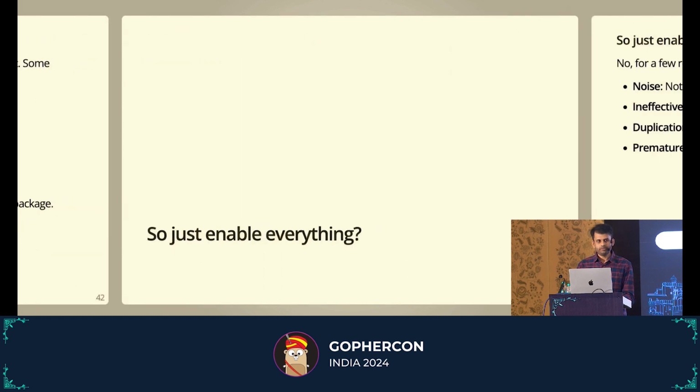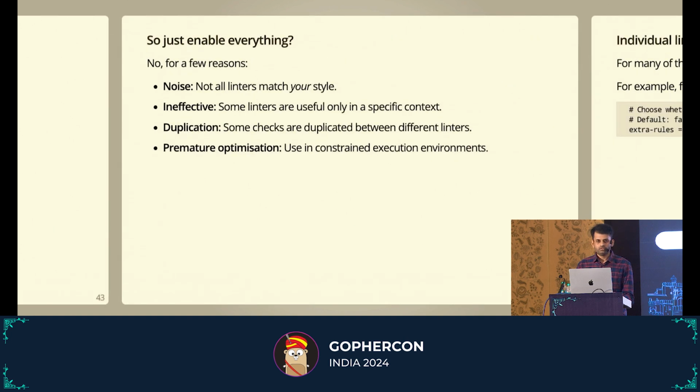So should you just enable everything, all the 100 plus linters? Again, no. With these 100 or more linters that are there in Golangci-lint, there are actually a lot of opinions baked into those linters, right? And I don't think there's anyone who will agree with literally all of the opinions present in those linters. So if you were to enable all of them, what is likely going to happen is that you're going to get a lot of noise. You're going to get output from the linter which you don't care about.